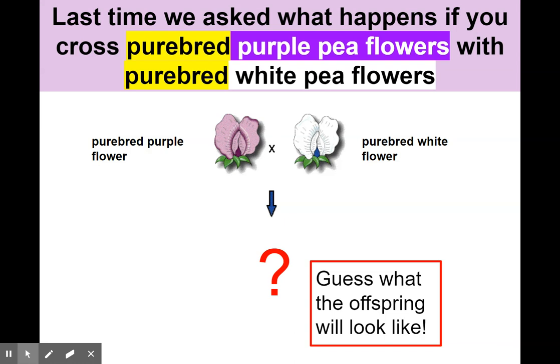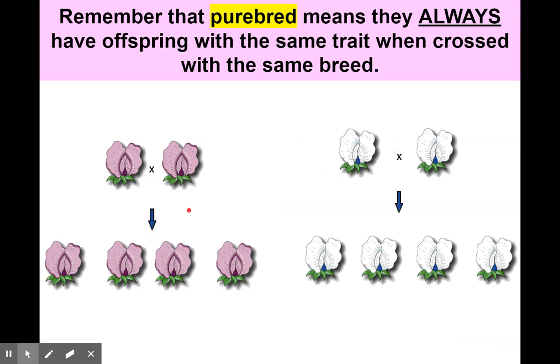Okay, so last time when we were talking about genetics, we asked what happens if you cross purebred purple pea flowers with purebred white pea flowers and guess what the offspring will look like. Well, let me review a little bit for a second. Remember that purebred means that they always have offspring with the same trait. That means in this case that they're the same color when they're crossed with the same breed. So whenever you cross a purebred purple flower with another purebred purple flower, you get all purple flowers. And similarly, if you cross a purebred white flower with a purebred white flower, you get all white flowers. And this is for pea flowers because different plants are different.